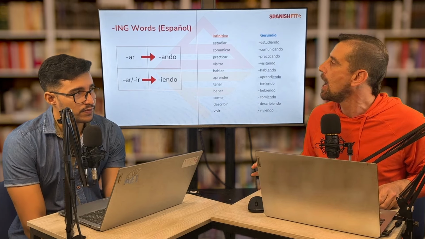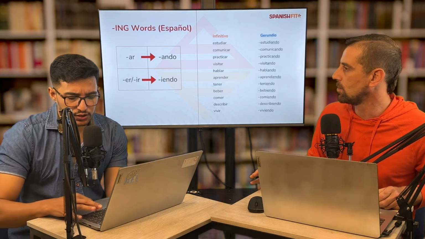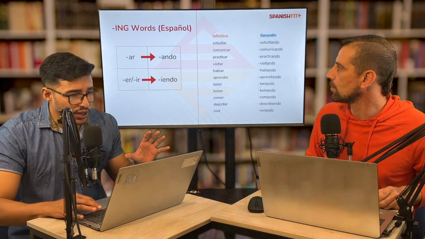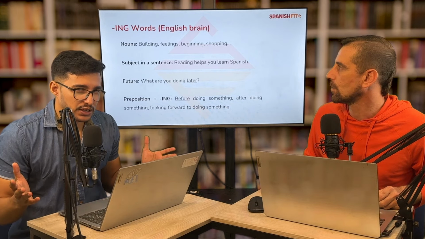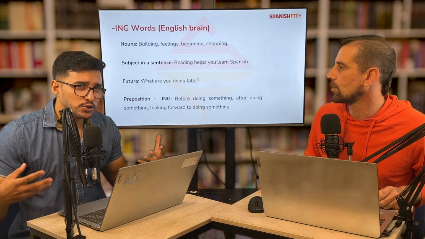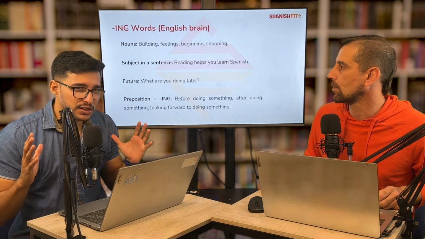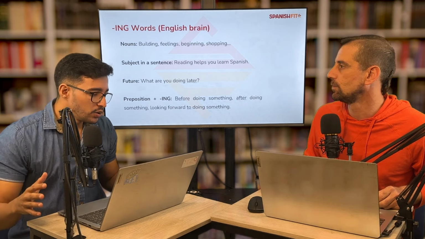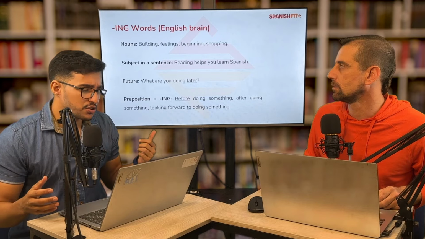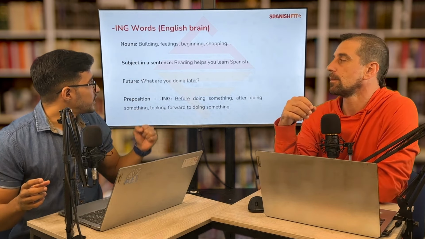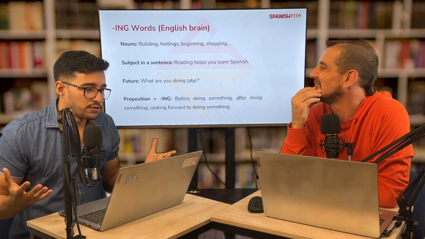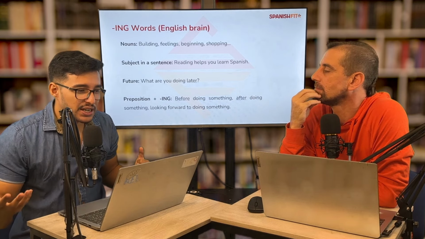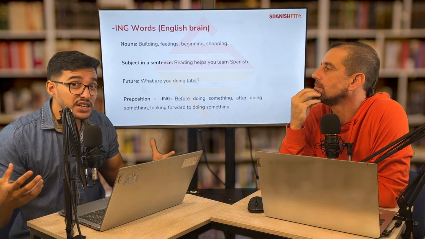But first, we need to look at some differences, because he said how you use -ing words in English, and in English, let me tell you something, you use it a lot. But in Spanish, we're going to use it only as an action, and we're going to show you how, because you can build nouns in English with the -ing word. That's why you have words like building, beginning, the shopping, the feelings, right?